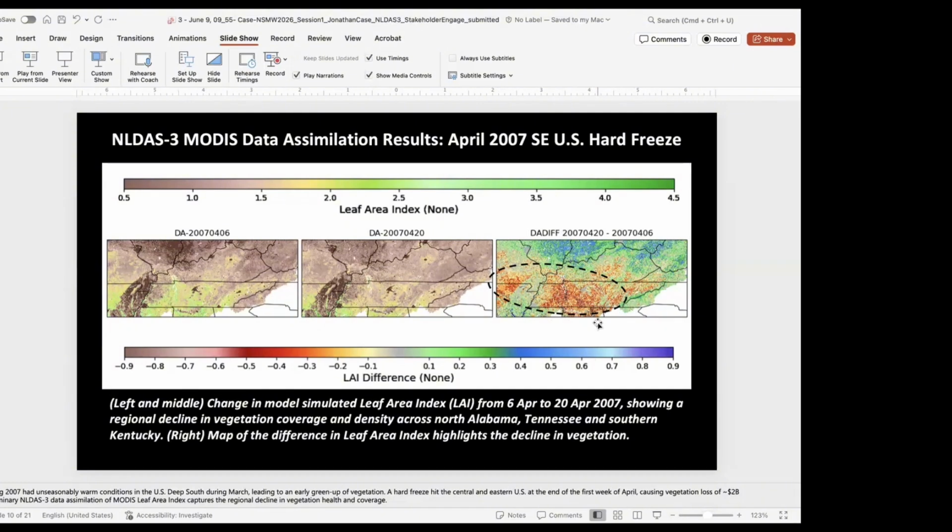That's going to adjust the energy fluxes, which affects the draw out of water in the soils. So that's going to give you better soil profile states. So assimilating vegetation, especially in those transition seasons, is going to be a key improvement in NLDAS-3 modeling.